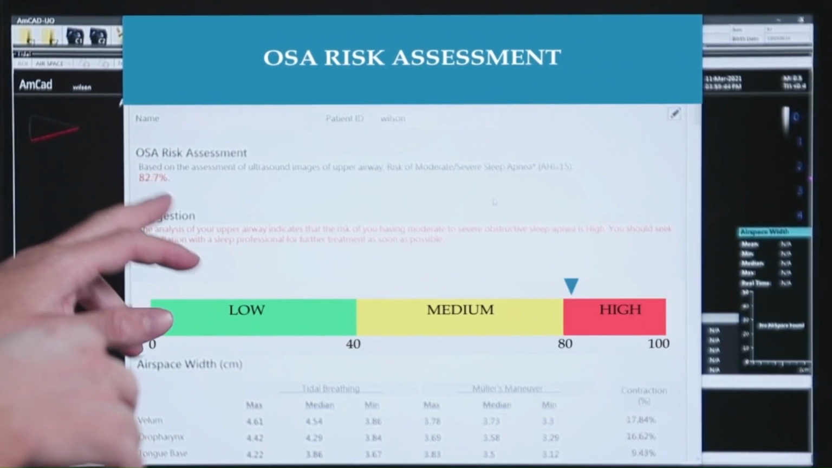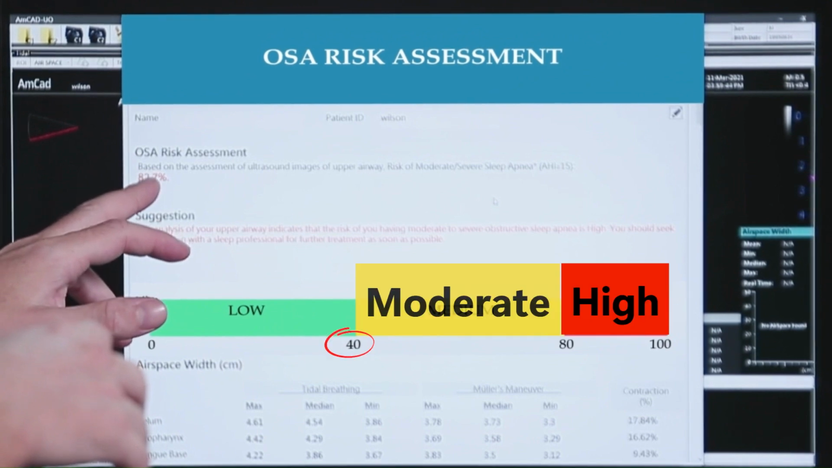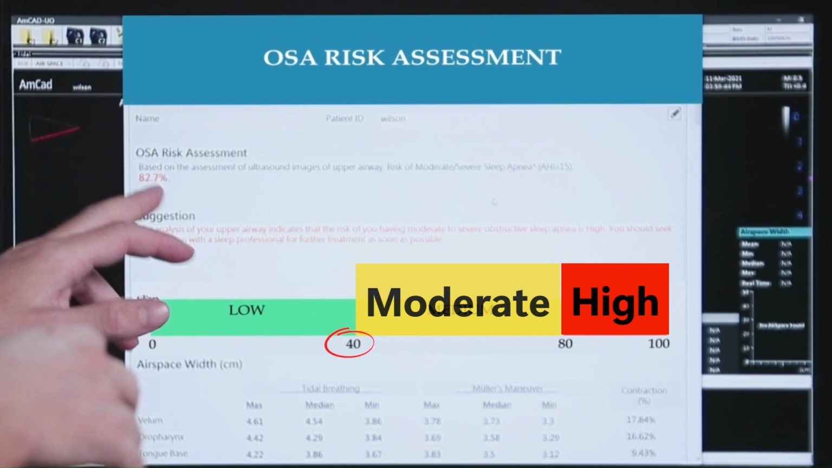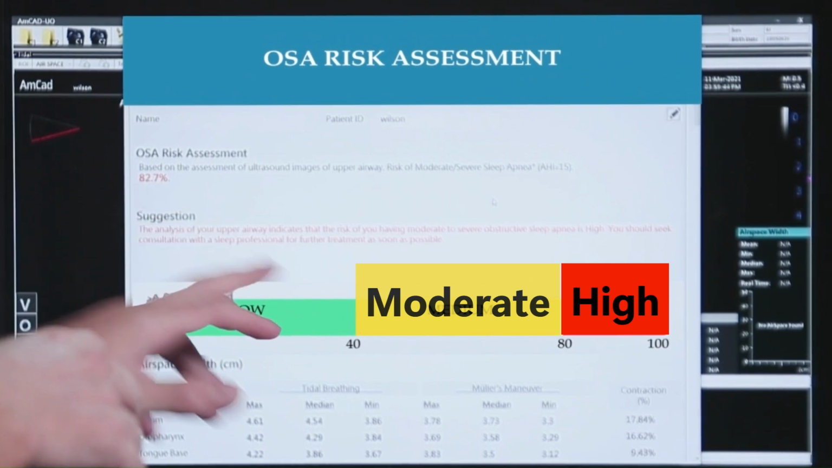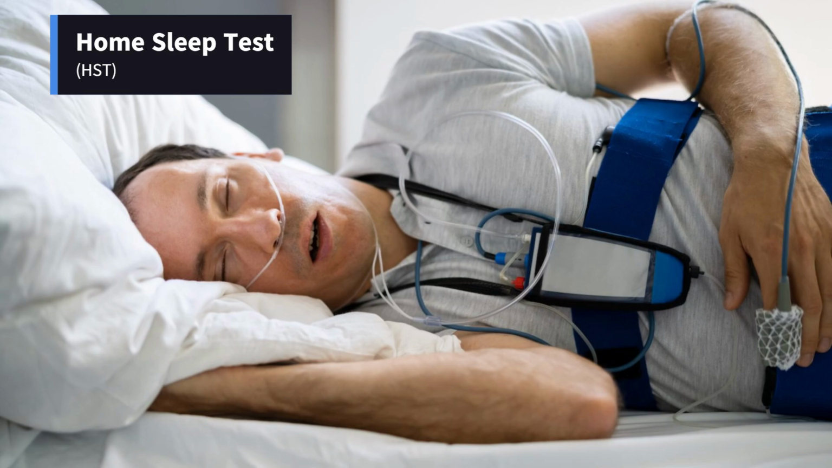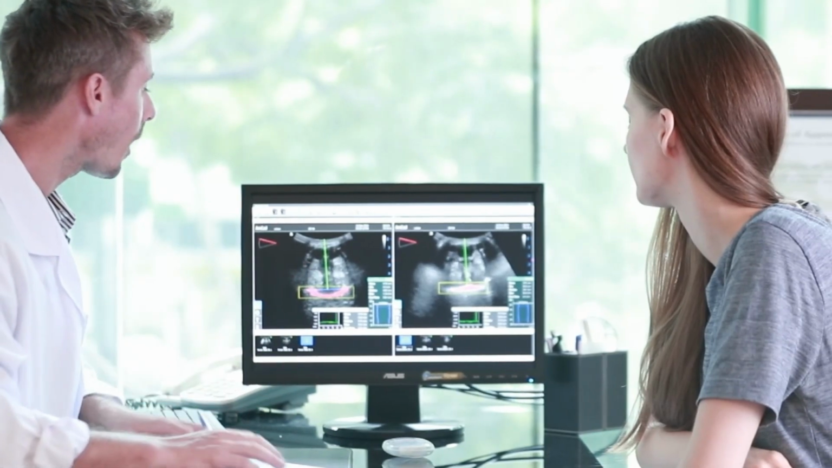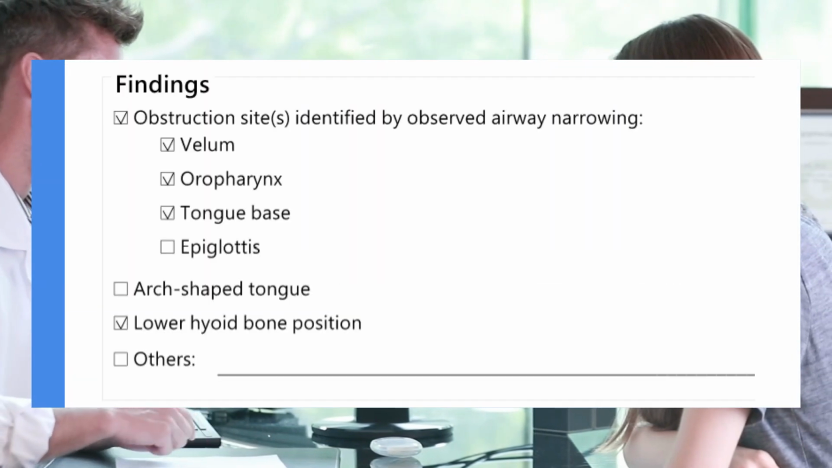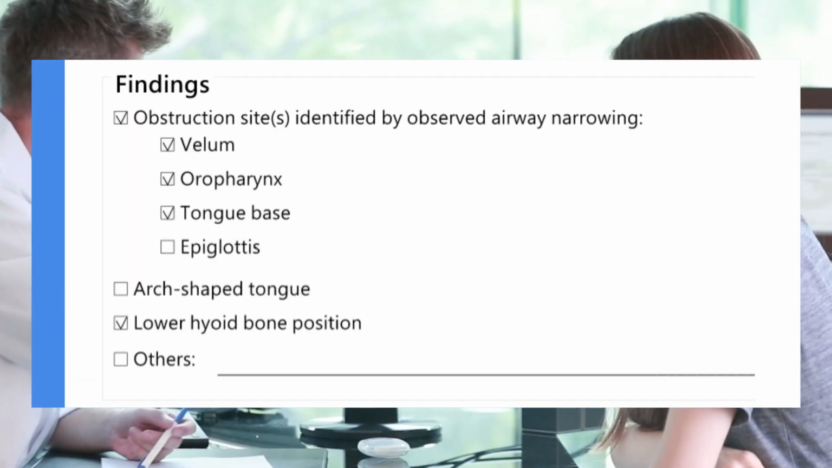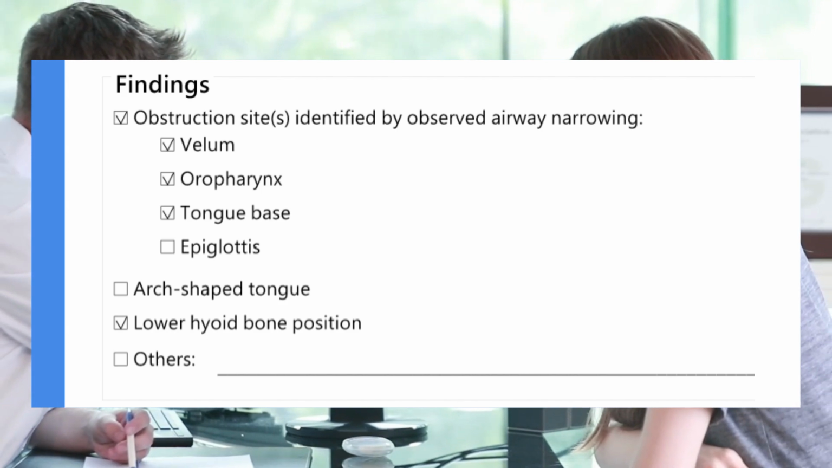Importantly, elevated scores, particularly above 40, may indicate underlying cardiovascular or cerebrovascular risks, warranting further diagnostic evaluation, such as home sleep testing, HST, or polysomnography, PSG. The findings section pinpoints the specific locations where airway narrowing occurs.